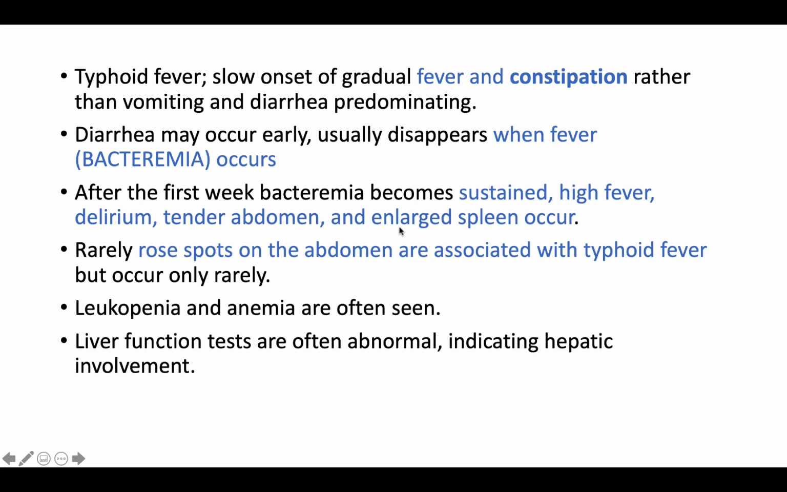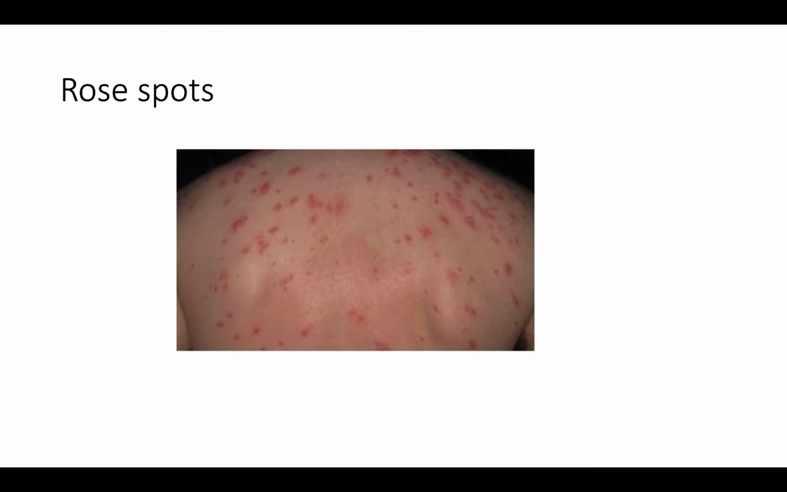So what you are seeing is lots of invasion of this gut bacteria into the blood. So it's really a fever disease, not really a gastrointestinal disease. Rarely, rose spots, this is what they look like. These come up on the skin in people who are in the symptomatic phase of typhoid.